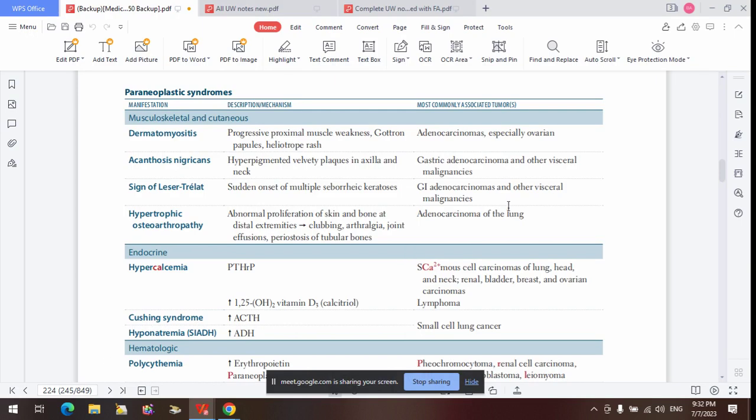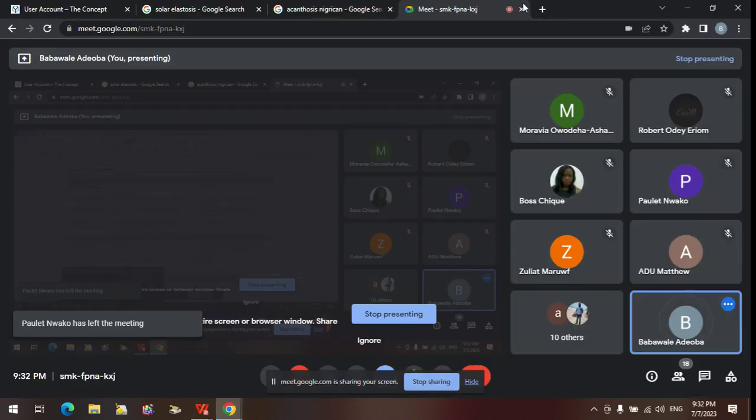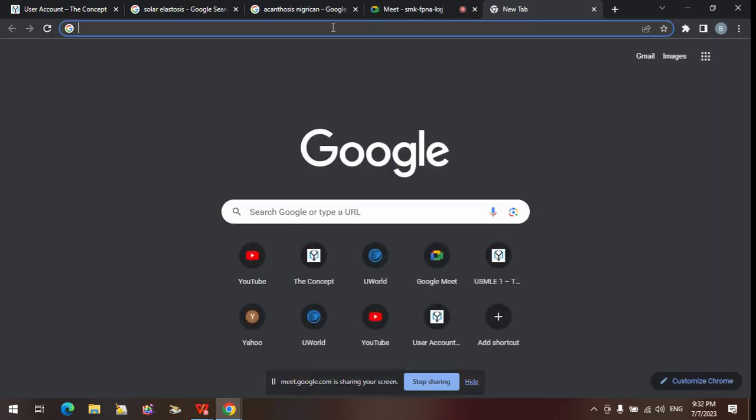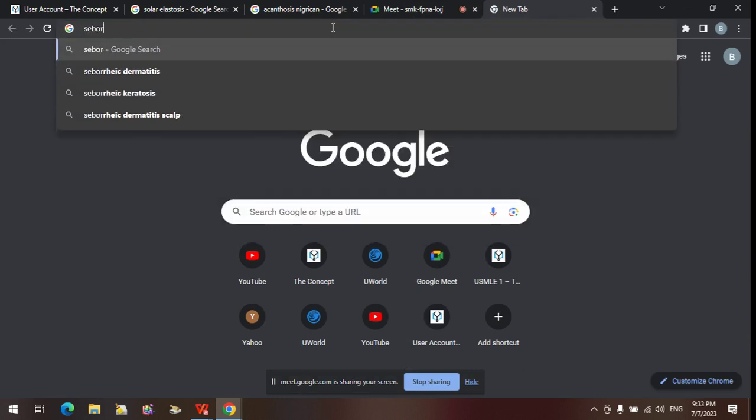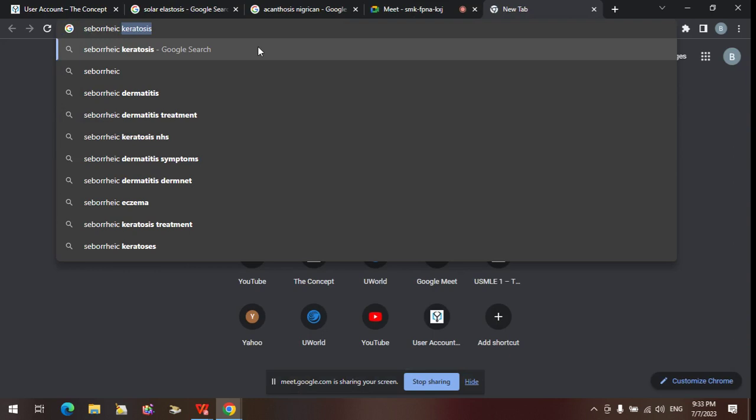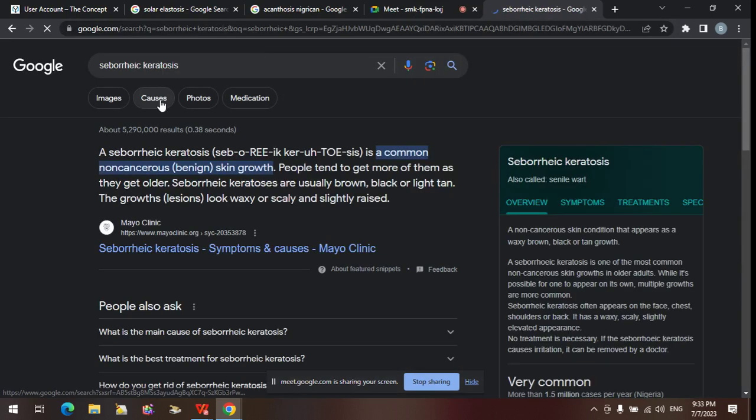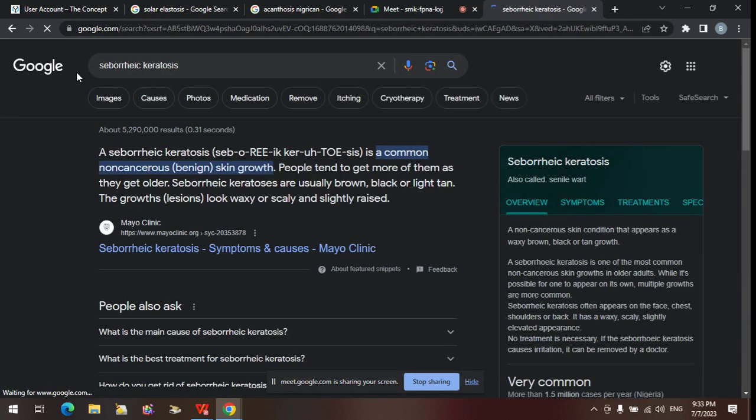So, seborrheic keratosis is a raised or flat greasy lesion. Particularly, they are commonly found on the back. And let's see if we can see an image that shows seborrheic keratosis, so we can see what it looks like.